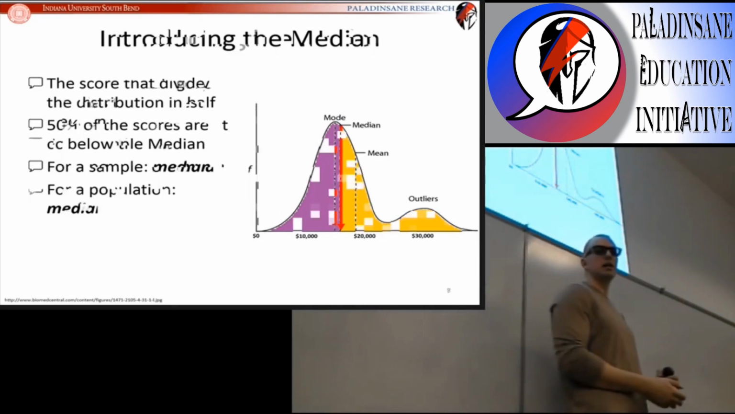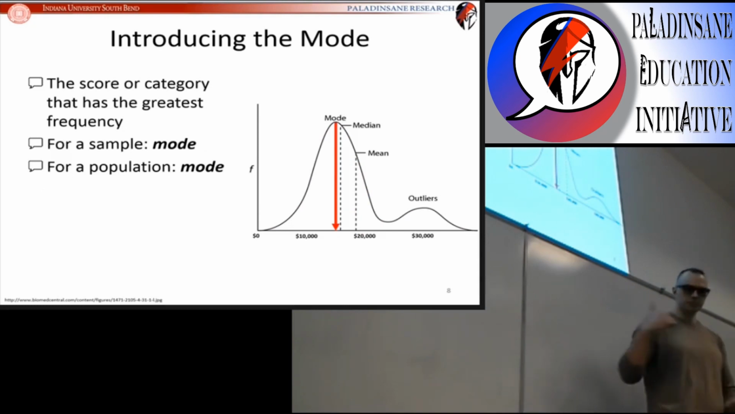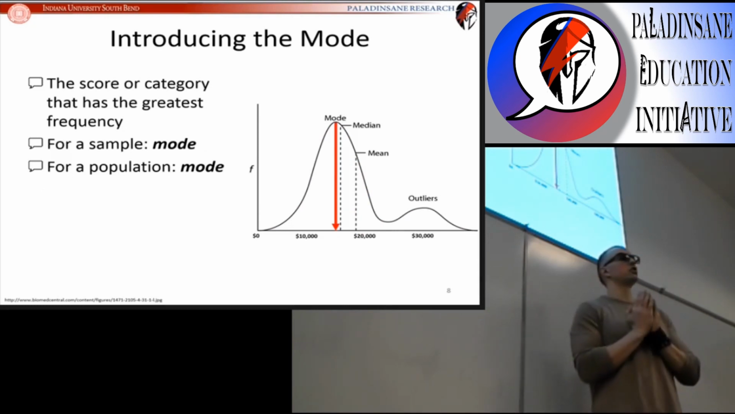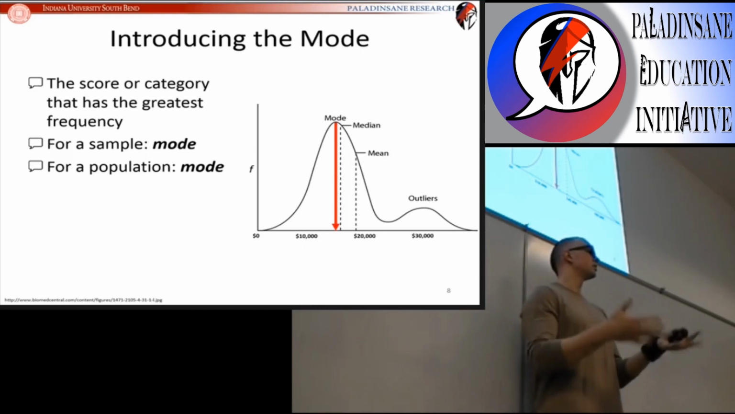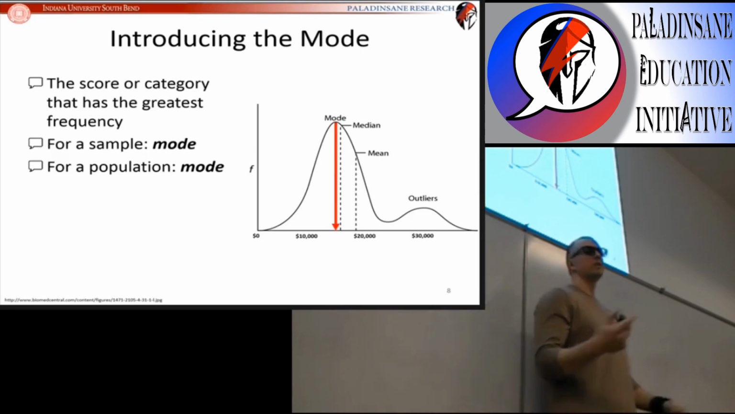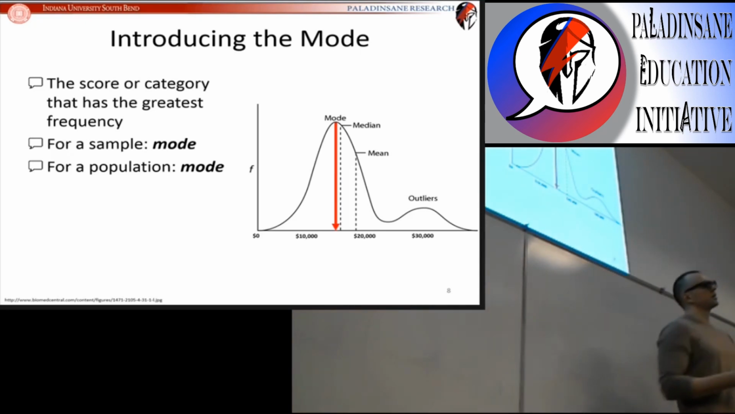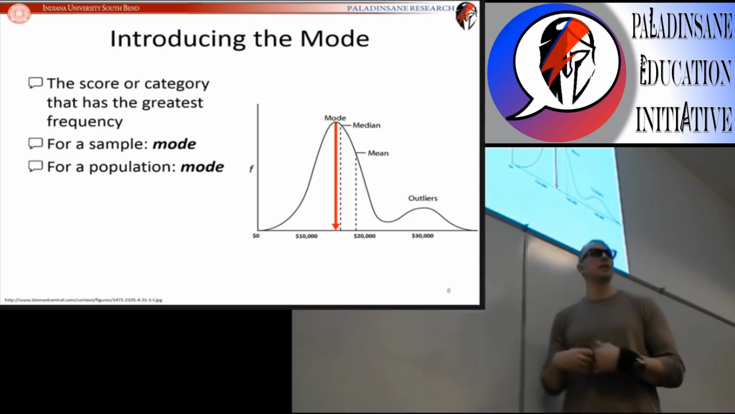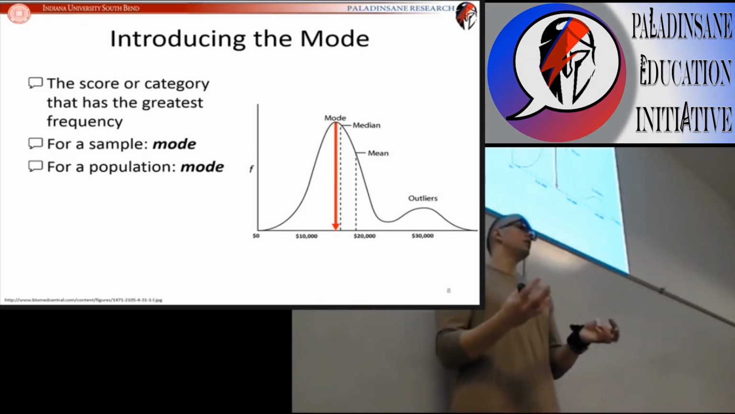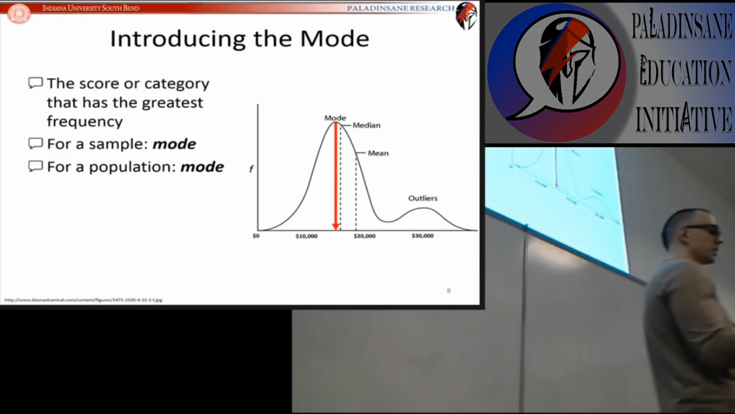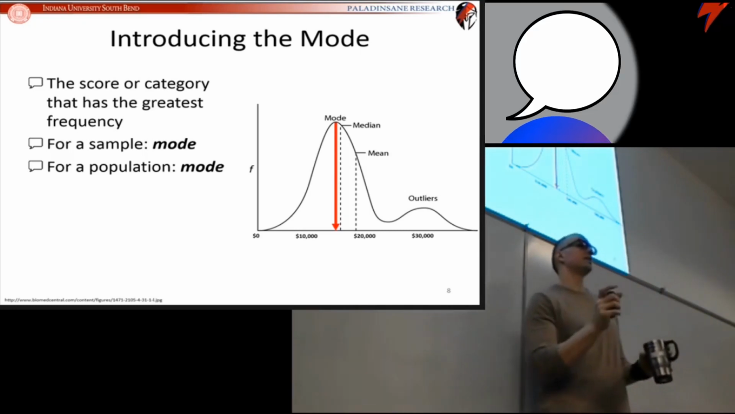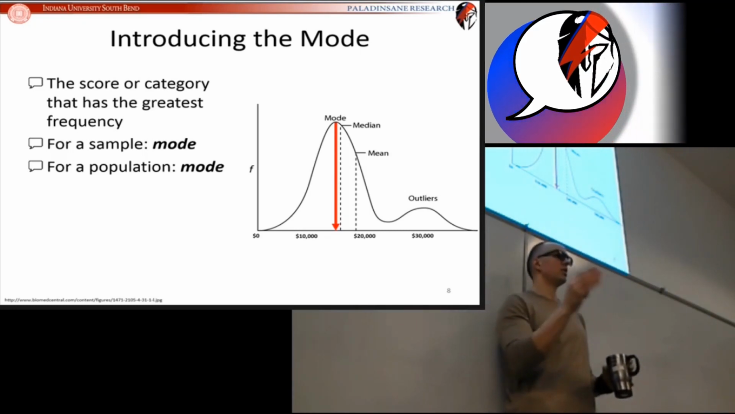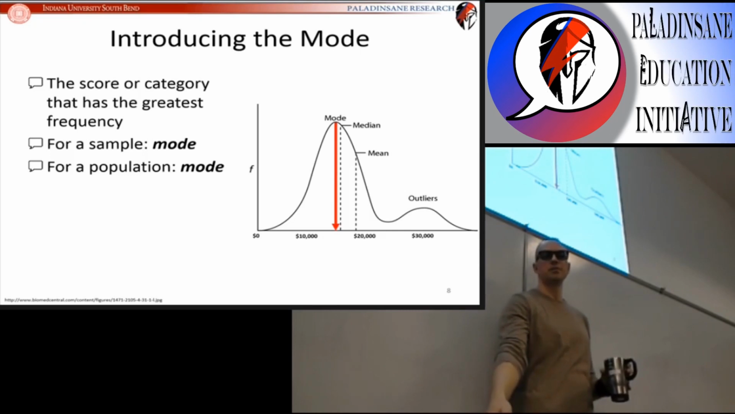And then lastly, we saw the mode. This is the one that is just the score that has the highest frequency in your distribution. Literally the most popular score, the most frequent score. And for a sample and population, the term for this is mode, and it is by far the one that is the least used, although it is used often, especially in certain types of psychology studies, especially when you can't assign numbers to your different scores, your different variables.